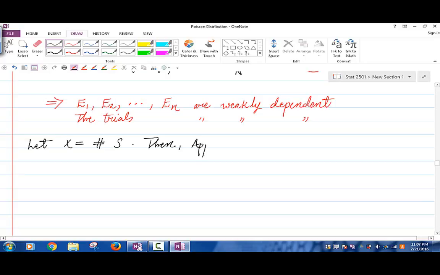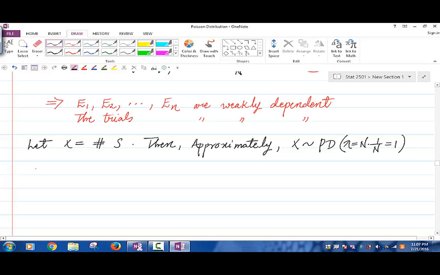Approximately, X has a Poisson distribution with parameter lambda equal to, well, there are n trials, and the probability of success is 1 over n, which is 1. So the lambda is 1 here.